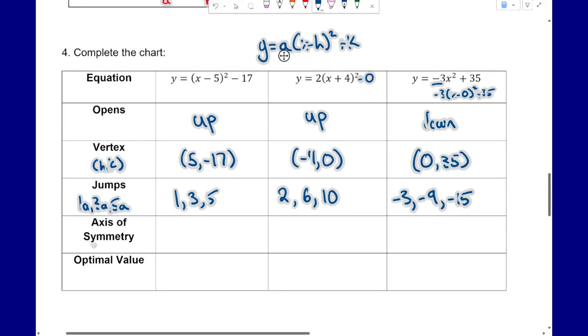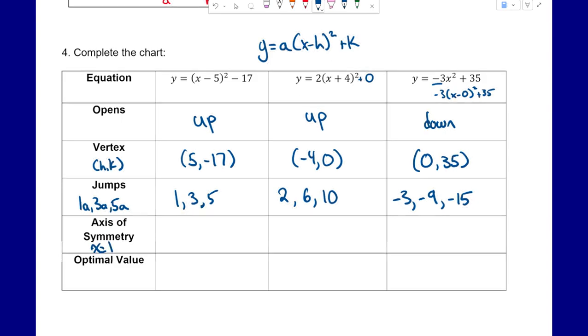The axis of symmetry, that's that vertical line that cuts it in half. It has the form x equals and then whatever the x value is of the vertex, or h. So in this case, we'll have x equals 5, x equals negative 4, and x equals 0.